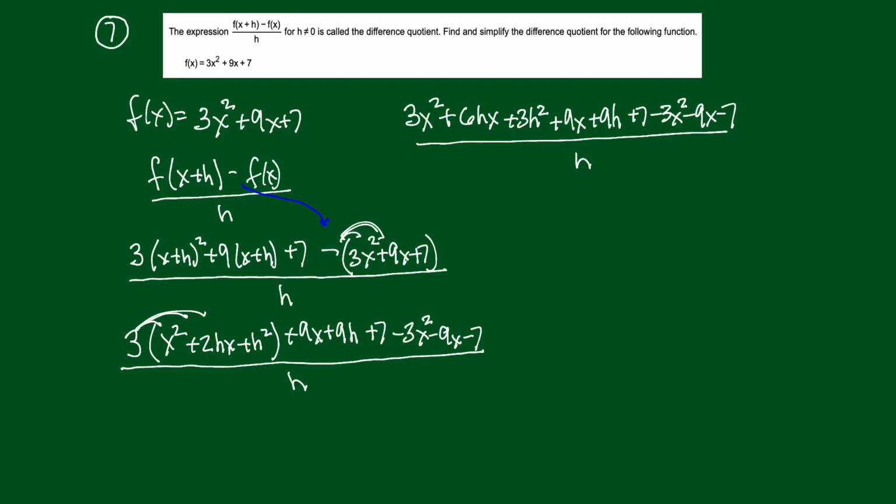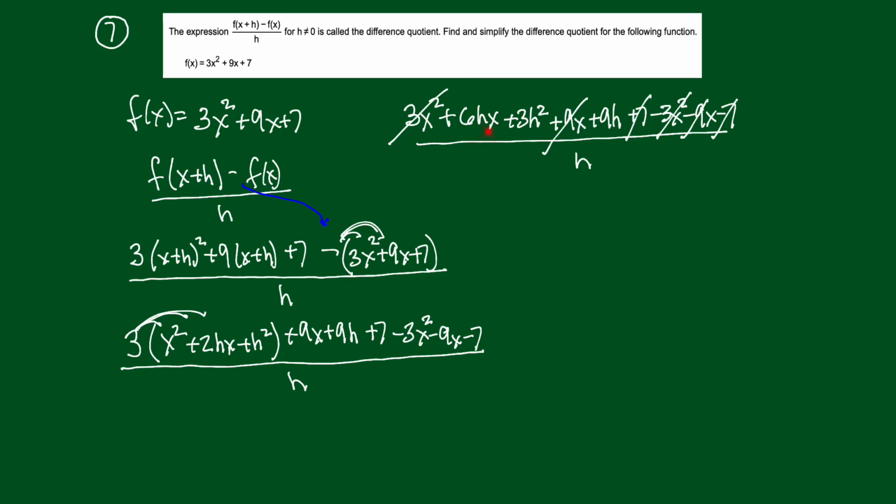Now, a lot of this is going to cancel out. Look at this. 3x squared minus 3x squared goes out. Positive 9x minus 9x goes out. And plus 7 minus 7 goes out. In fact, you're probably doing this right if everything on the top that does not have an h in it cancels. So the only things left have an h in them. And here's what we have.